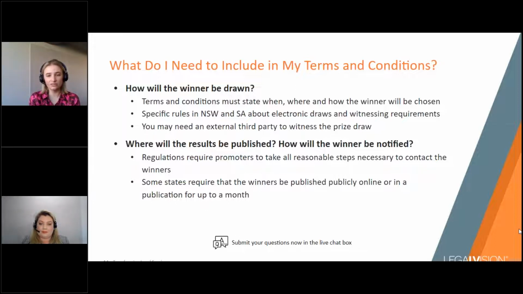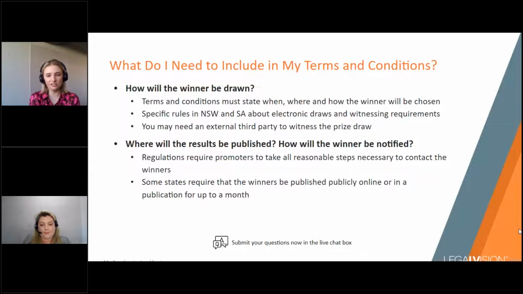We'd also note that for New South Wales and South Australia, there are specific witnessing requirements. So in some cases, you may need to get an independent scrutineer or external third party to witness the draw. And that applies whether it's an electronic random prize draw or also the physical lottery or barrel draw.